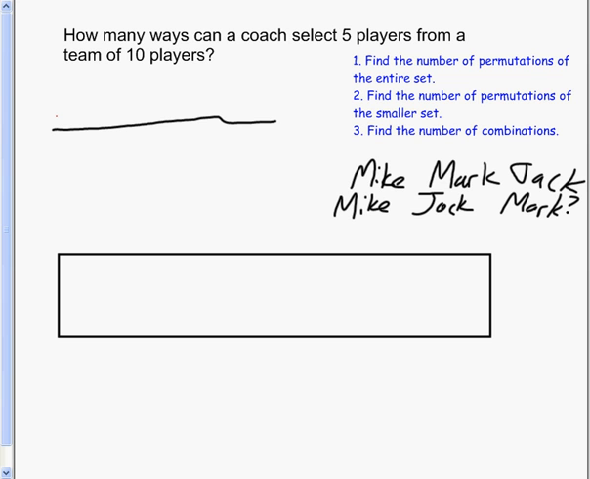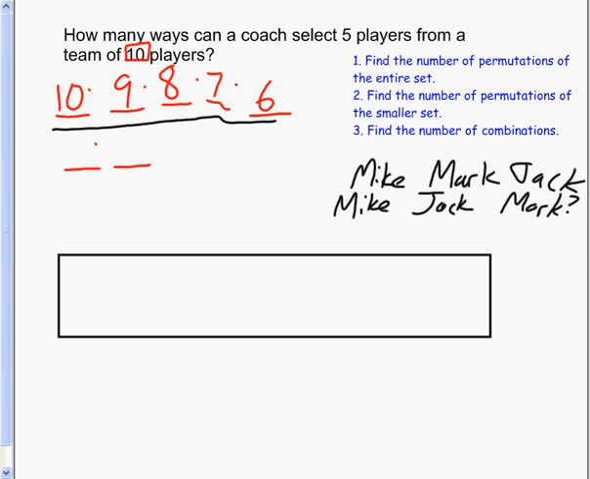So we have 5 players we're choosing, so we're going to have 5 blanks. How many choices do we have for those players? Well, this is going to be the larger number of the entire set. So we have 10 players that could be the first position, 9 left for the second, 8 for the third, 7 for the fourth, 6 for the 5th spot on the floor.